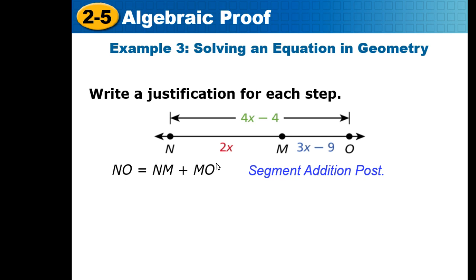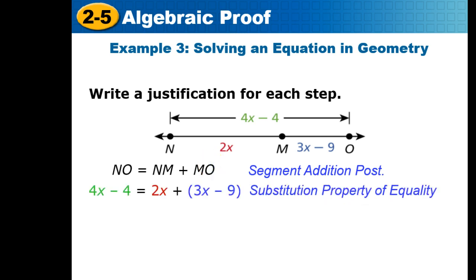As you can probably figure out by now, the next step after the formula is substitution. We're going to substitute what we see in the picture. Our NO, or the big piece, is 4x minus 4, so we put that there. Our NM is 2x, and our MO is 3x minus 9.